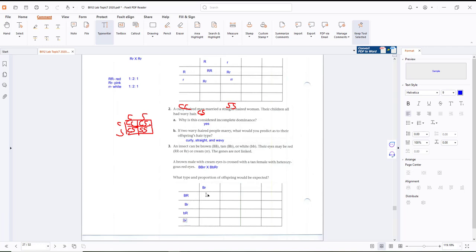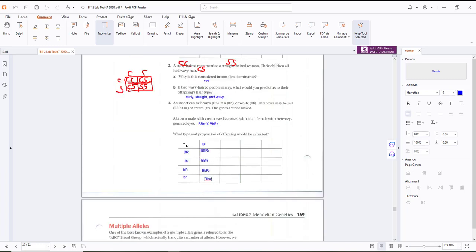So now we just bring them together. So big B, little b, big R, little r. Big B, little b, little r, little r. Big B, big B, big R, little r. And big B, little b, little r, little r. Okay. And what type and proportion of offspring will you expect?